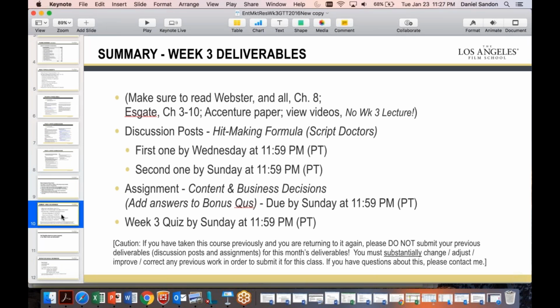All right, so here's our summary of the deliverables for week 3. The first one is just a reminder to make sure you read all the content we put together for you and watch the videos. So the Webster textbook, chapter 8, the S-Gate textbook, chapters 3 through 10, which are very short. The Accenture paper we talked about, there's a few videos listed there. And this week only, there's no recorded lecture for week 3. So that's an exception for this week. There have been recorded lectures for the previous 2 weeks, but not for this one.